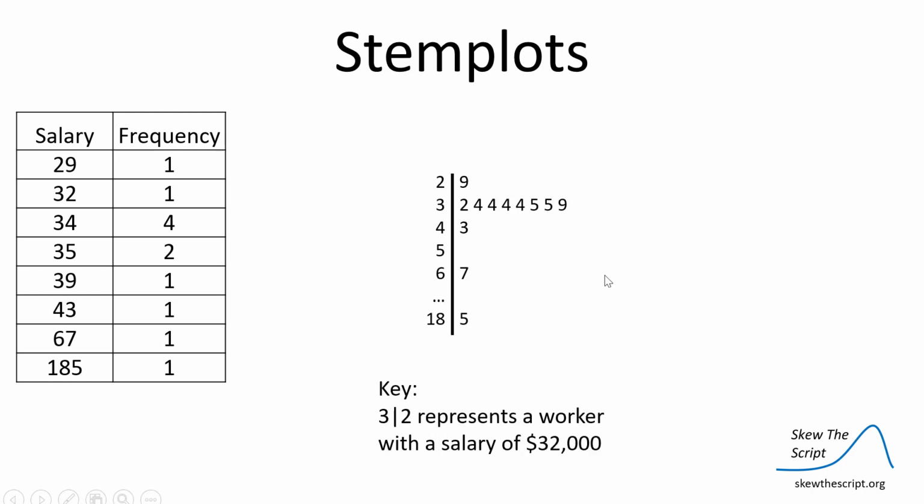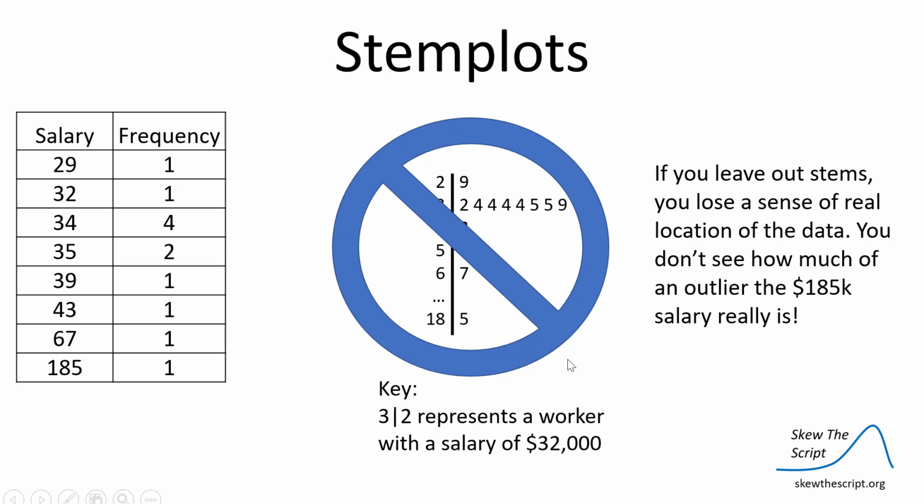Now, when I look at this graph, the reason why I cannot just skip from 6 to 18 is because when I look at this stem and leaf graph, when it skips from 6 to 18, that's not showing how big of an outlier 185 is. Right now, when I look at this, I think, oh, 185,000, that's like an average salary for this company, which we know is not. We know that that is a pretty big outlier. It's probably the boss or the CEO. If you leave out stems, you lose a sense of the real data. You really don't want to have this bad statistics.